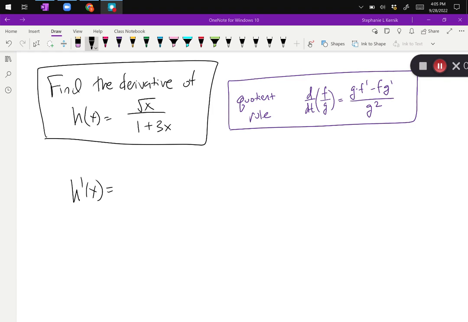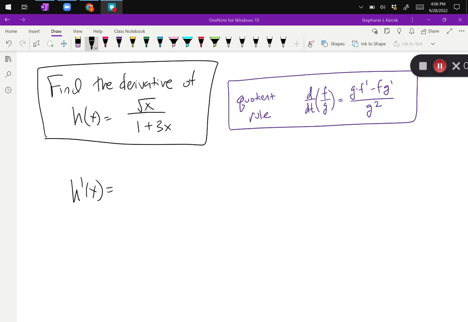Hello, welcome to a video where we use the quotient rule to find the derivative of an expression that has a square root in the numerator. So, to find the derivative of this function, the square root of x over 1 plus 3x, we're going to have to use the quotient rule, and I know this because our function is a fraction.